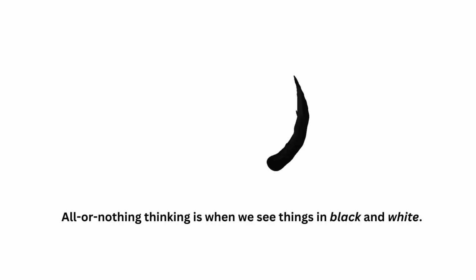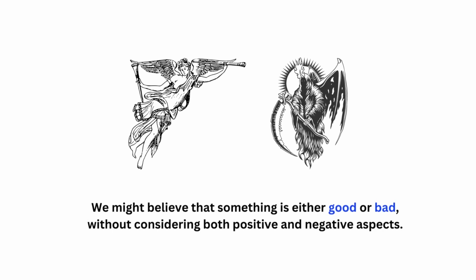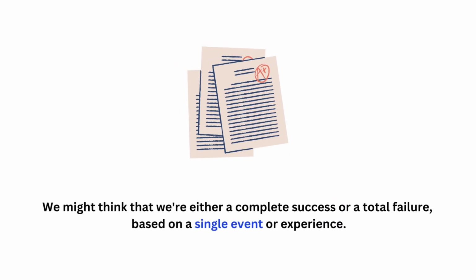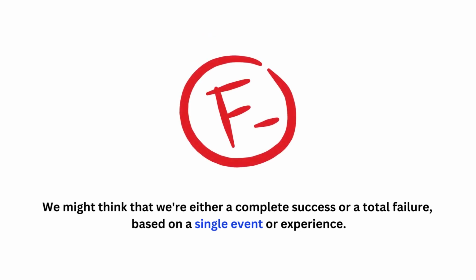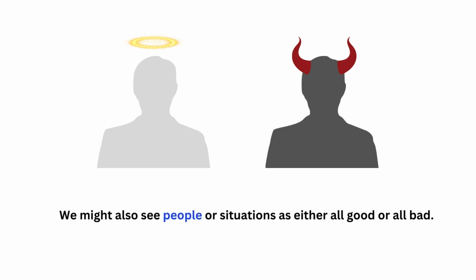All or nothing thinking is when we see things in black and white, without any shades of gray. We might believe that something is either good or bad without considering that it could have both positive and negative aspects. For example, we might think that we're either a complete success or a total failure based on a single event or experience. We might also see people or situations as either all good or all bad without recognizing that they have both positive and negative qualities.